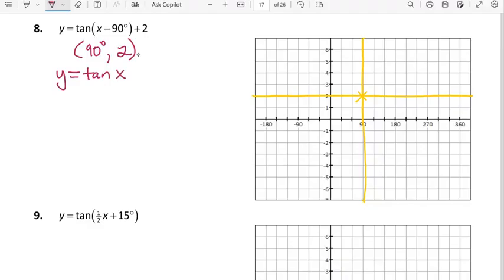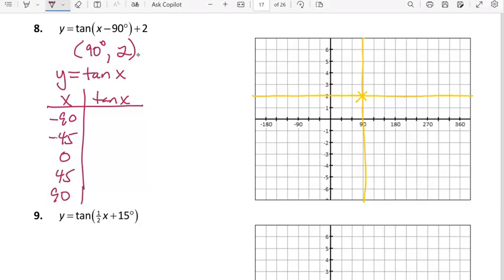And if we take the -90 and the +2 out of it, we're just graphing y equals tangent of x. So -90, -45, 0, 45, and 90 are the angle measures. Undefined, -1, 0, 1, and undefined are the y values.